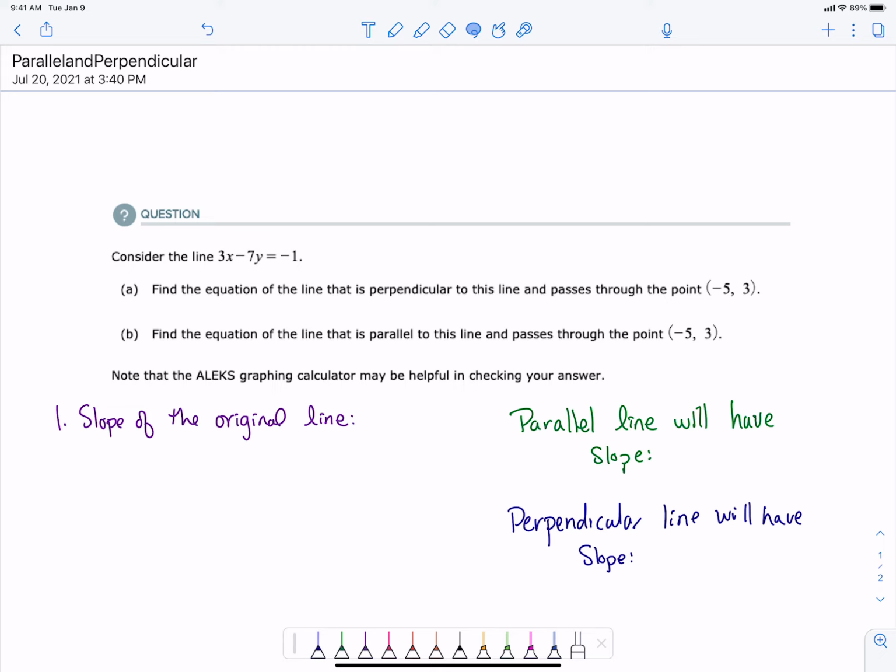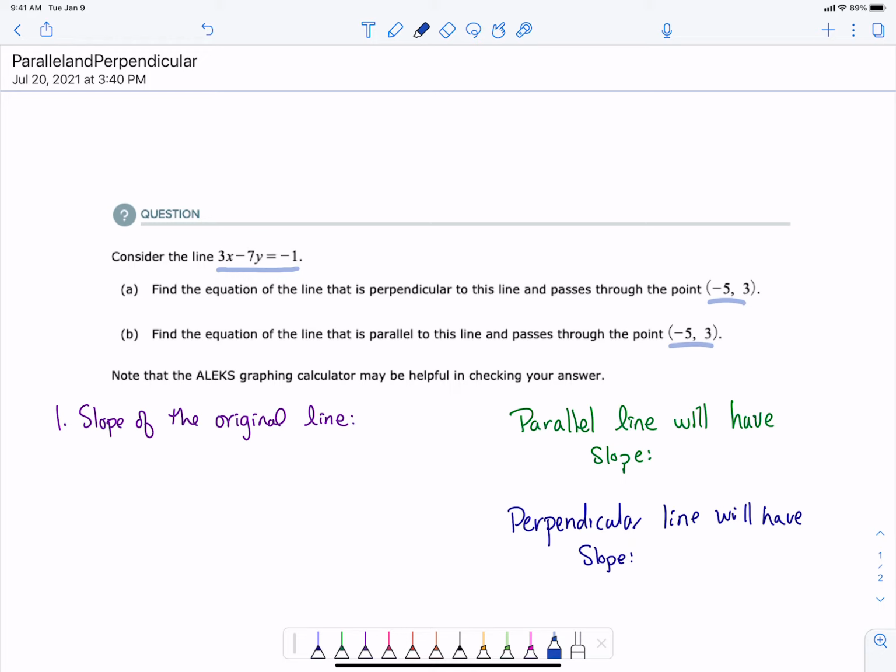So this is a great question about how to find the equation of a perpendicular line and a parallel line given an original line. So I thought I would do a quick example from Alex to show this. We've got our original line, which is 3x minus 7y equals -1. And we want to find the equation of a line perpendicular to that and parallel to that, and both of those lines need to go through this point, (-5, 3).